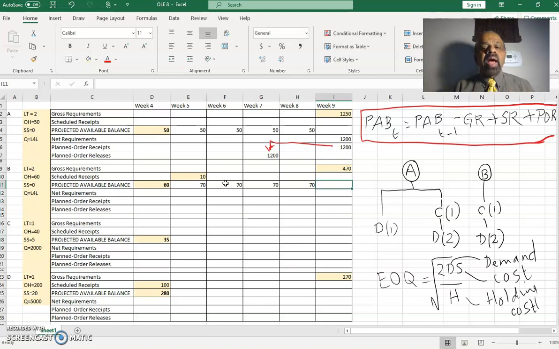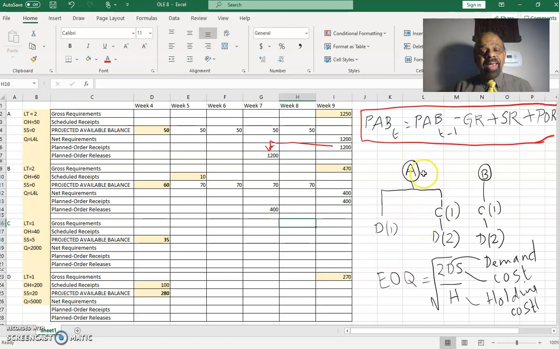Here, again, I need 470. I have 70 with me, so my net requirements is going to be 470 minus 70, that is 400. I have lot for lot, which means I can buy 400. But there is a lead time of 2 weeks, so I can buy it on week 7. So in week 7, I'm going to buy 1,200 of A's and 400 of B's.